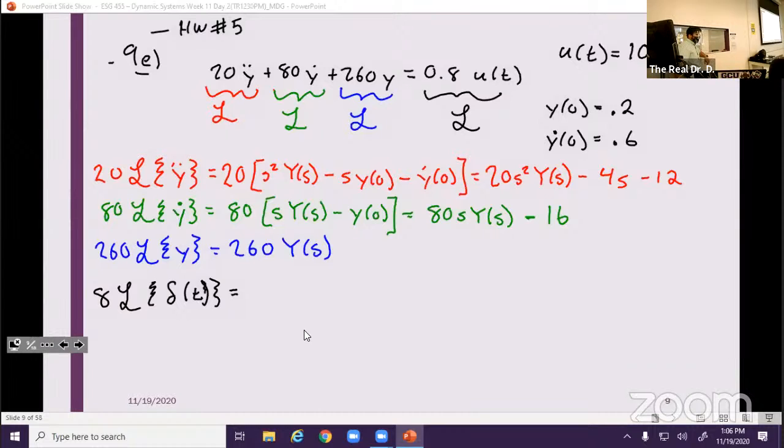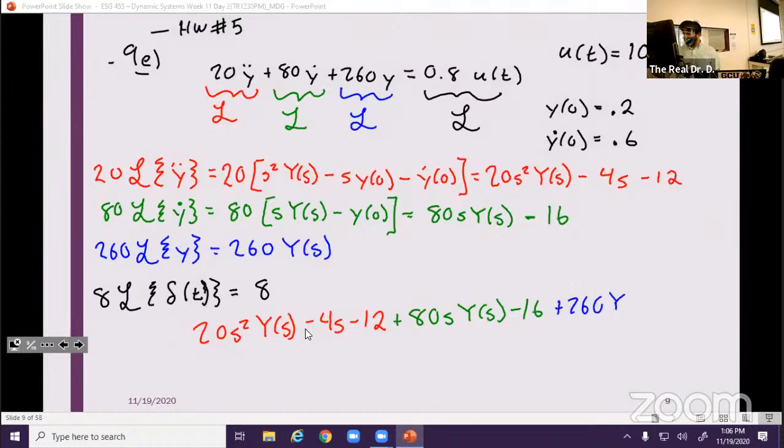This is one. So the Laplace transform of this is 8 times 1, or 8. And so let's put it all together. Instead of 20 y double dot, I'll have 20 s squared y of s minus 4s minus 12, plus 80 times y dot, which turned into 80s y of s minus 16, plus 260 y of s is equal to 8.